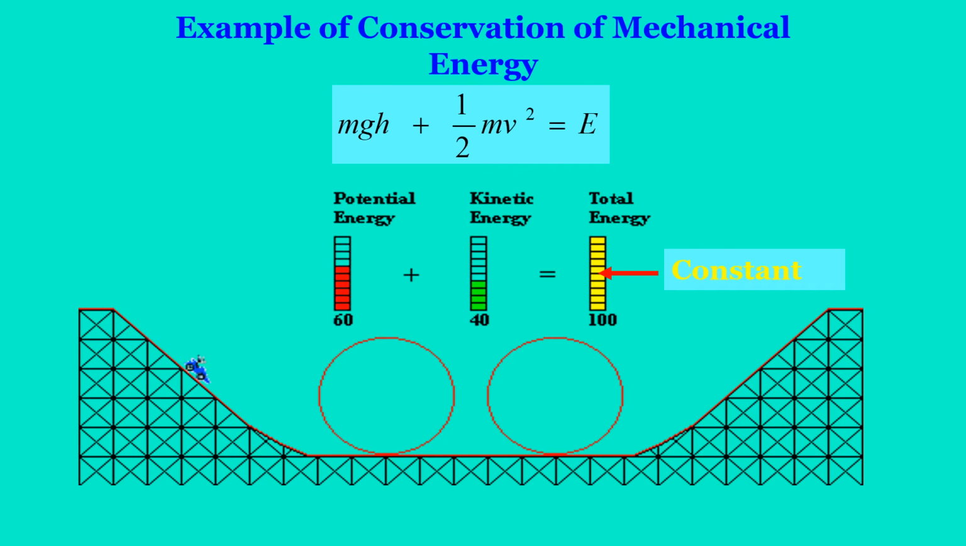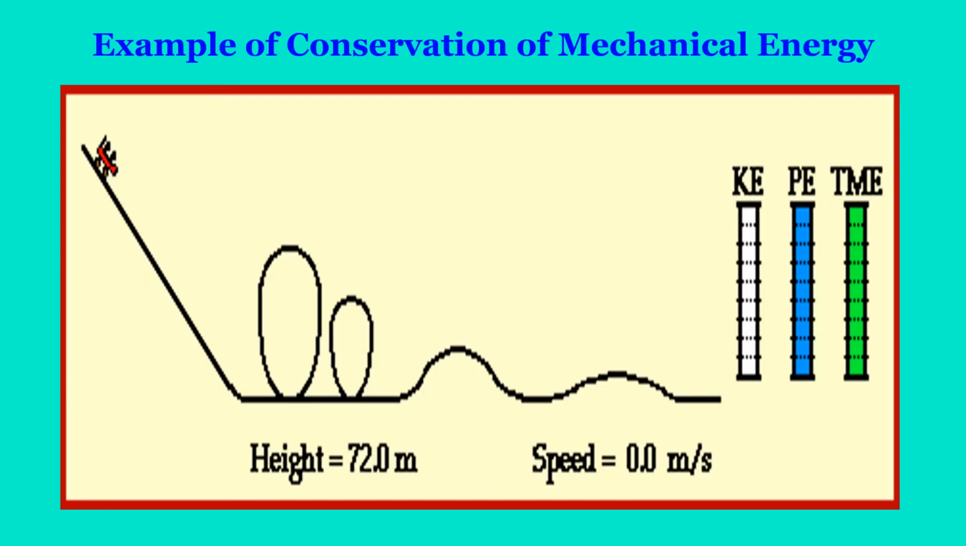The same is true in this illustration. The total energy remains constant. Potential and kinetic are changing. Also here, the kinetic energy and potential energy are changing, but the total mechanical energy remains constant.